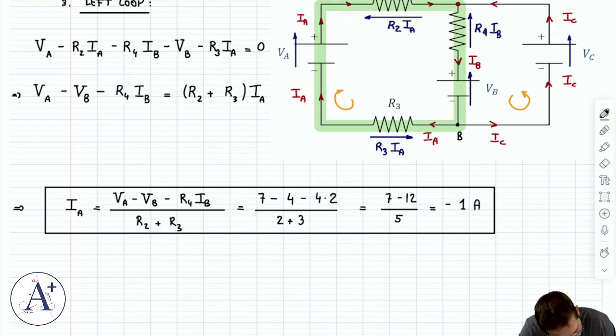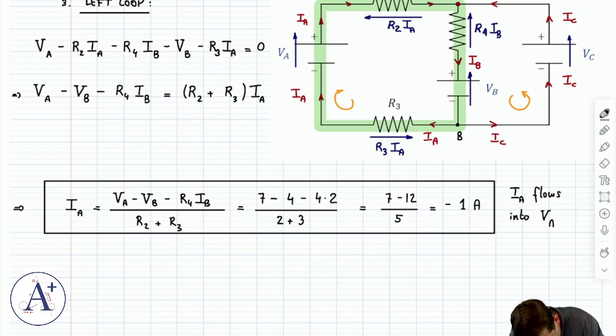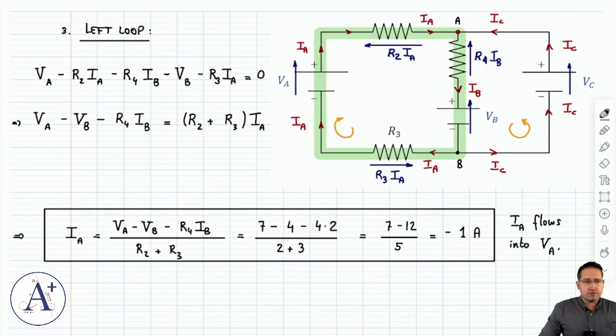The minus tells me that IA actually flows the other way. Turns out IA also flows away from the node and back into VA. So I can make a note here to acknowledge IA flows into the battery VA. It's okay, I guessed wrong. Again, math will course correct and tell me that I guessed wrong. But in the context of the equations I've set up and the circuit that I've drawn, IA is minus 1 amp, which is actually one of the solutions of the solution set. So I'm going to keep that.